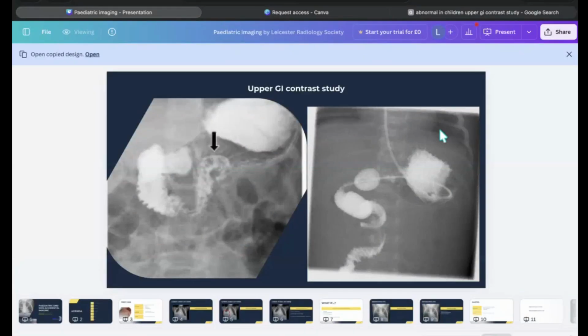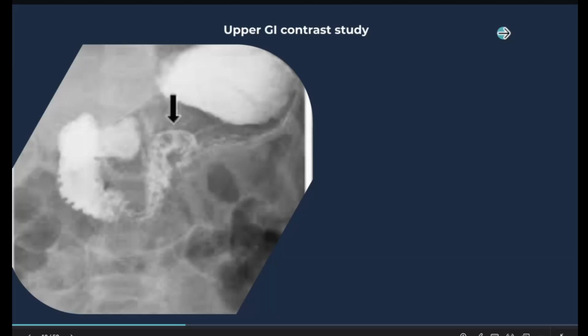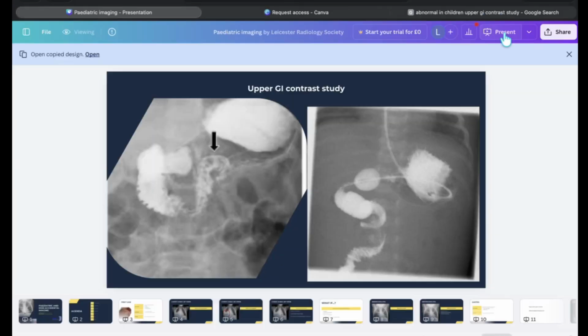Hopefully you should be able to see my image now. Brilliant. Okay. Now, if you look at the second image, please.